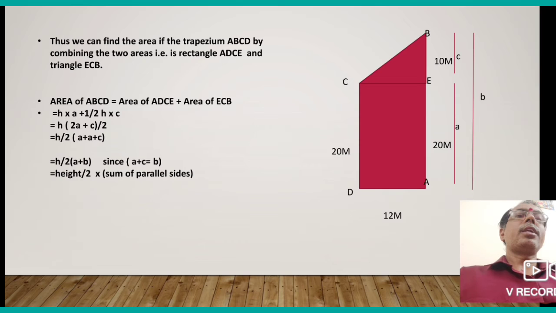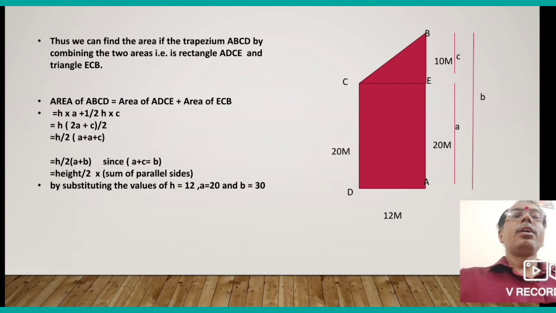Actually here A plus C is the length of the full side, that is B, one of the parallel sides, and the other parallel side is DC, that is A. Why? Because here AE equals CD equals A, so we can get the formula as H by 2 into A plus B, since A plus C equals B. So the actual formula of trapezium is height by 2 into the sum of the parallel sides. Here height means simply the distance between the two parallel sides, CD and AB. Here CD is taken as A and AB is taken as B. So like this we can easily get the formula.